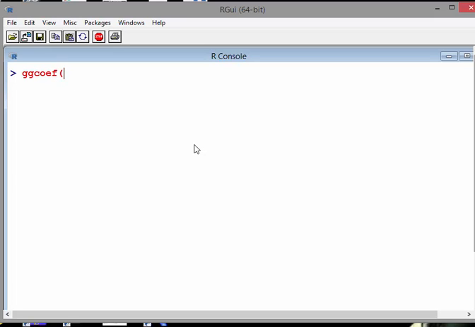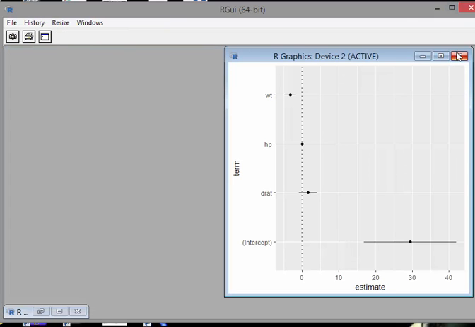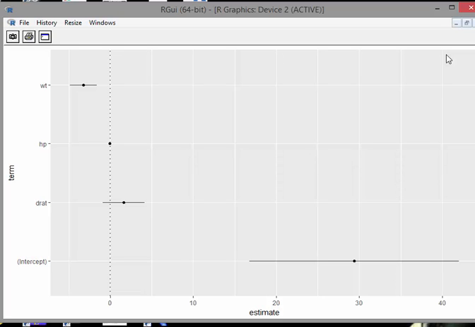So the command simply is, I'll just do this again, library(GGally), and I think you might need to have ggplot2 loaded as well. ggcoef(model1), give that a second. Now look at that, there we go. That's a graphical complement to the model summary. So we have the intercept, drat, horsepower, and wt, the intercept and then the regression coefficients. I think it might be in alphabetical order, I'm not sure.